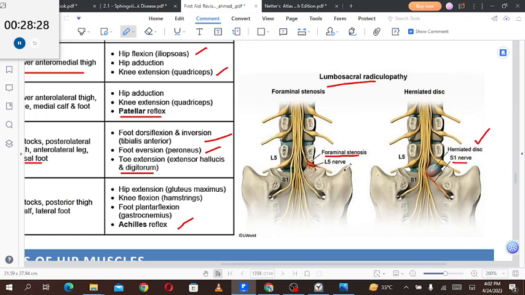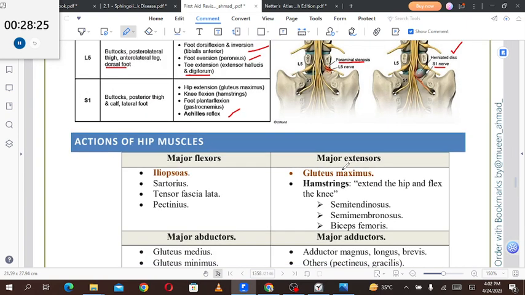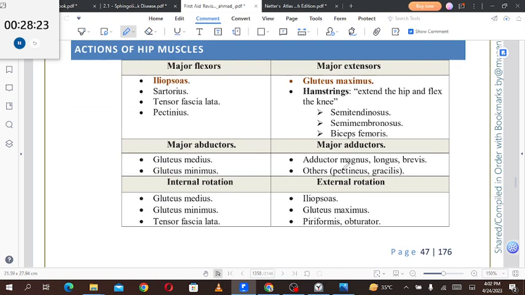Okay. Moving forward to the action of hip muscles. These are the major flexors, and then we have the major extensors, major abductors, adductors, internal rotation, and external rotation. First, let's talk about major flexors. The major flexors are iliopsoas, sartorius, tensor fascia lata, and pectineus. The major extensors are gluteus maximus. Hamstrings extend the hip and flex the knee.